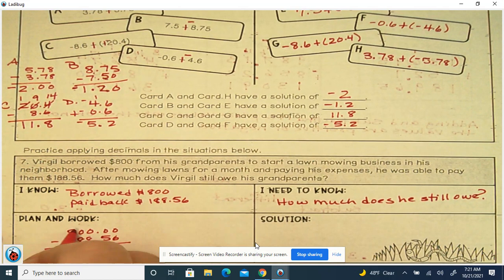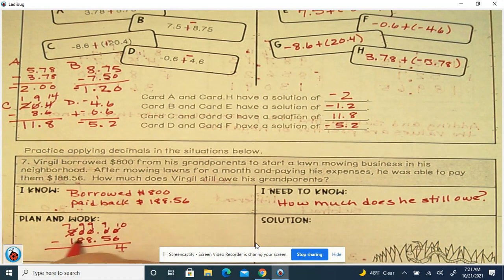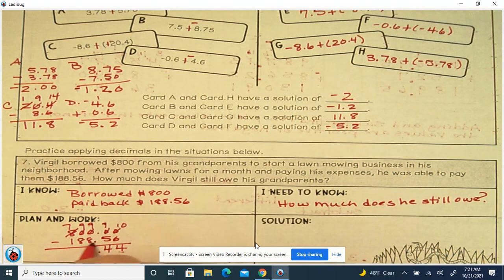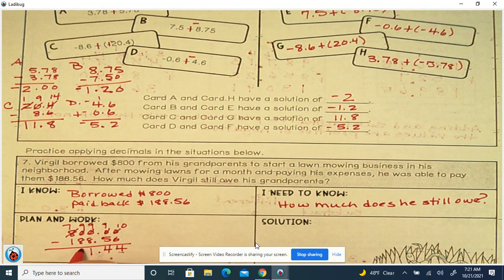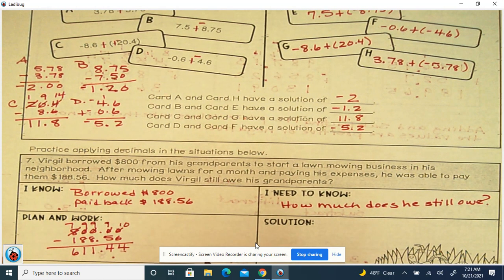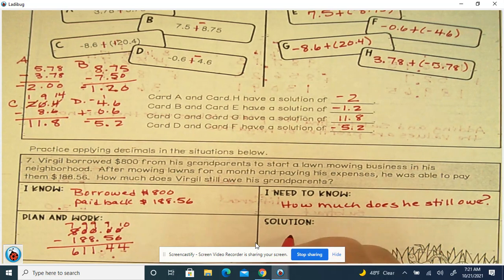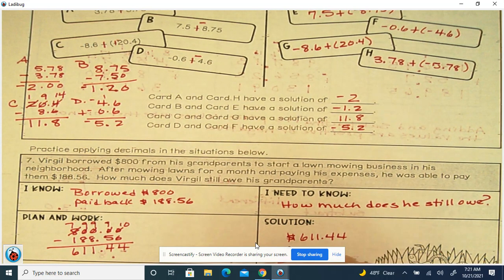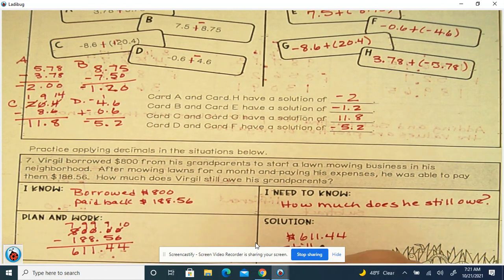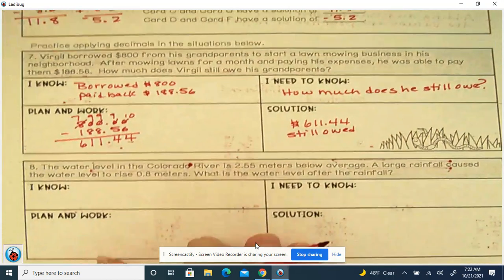6 can't take from 0, so we've got to come over here and borrow all the way across. 10 minus 6 is 4. 9 minus 5 is 4. 9 minus 8 is 1. 9 minus 8 is 1. 7 minus 1 is 6. So he still owes $611.44. It's still owed. All right, let's look at the next example.